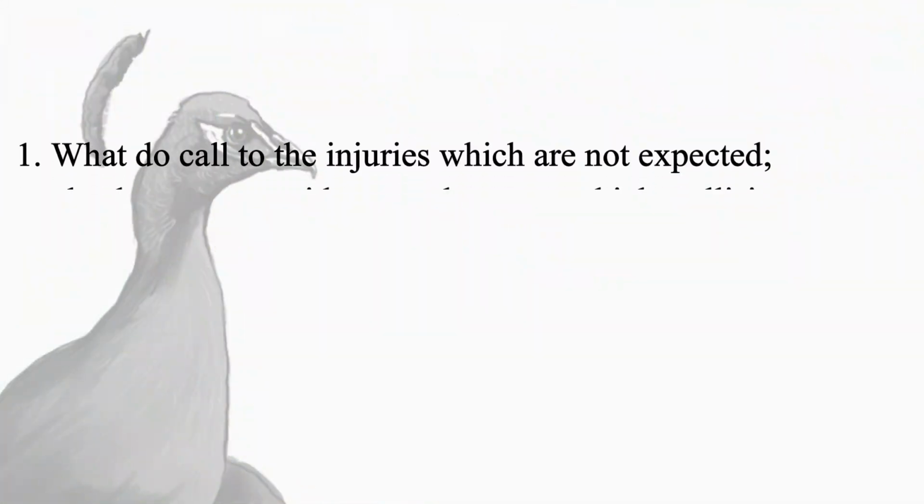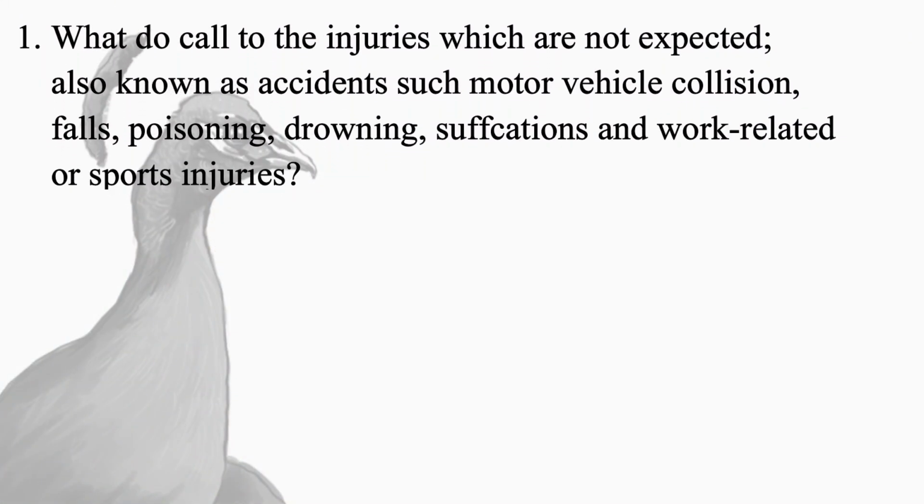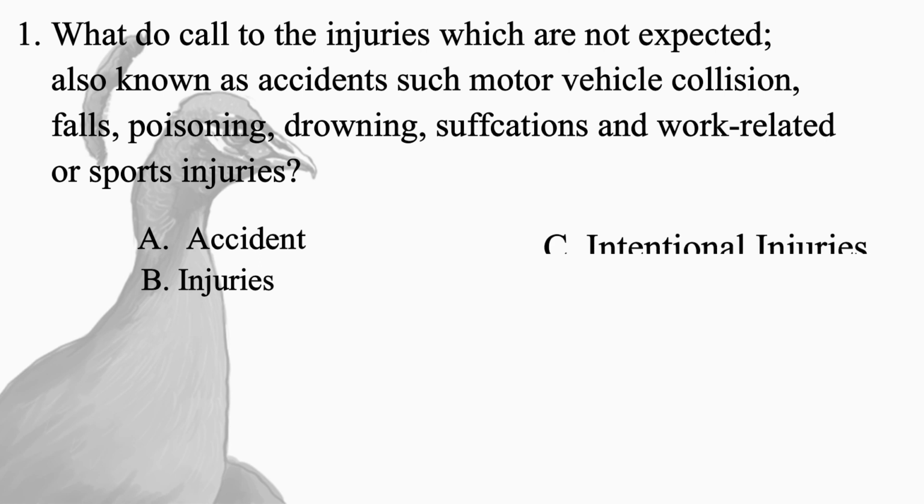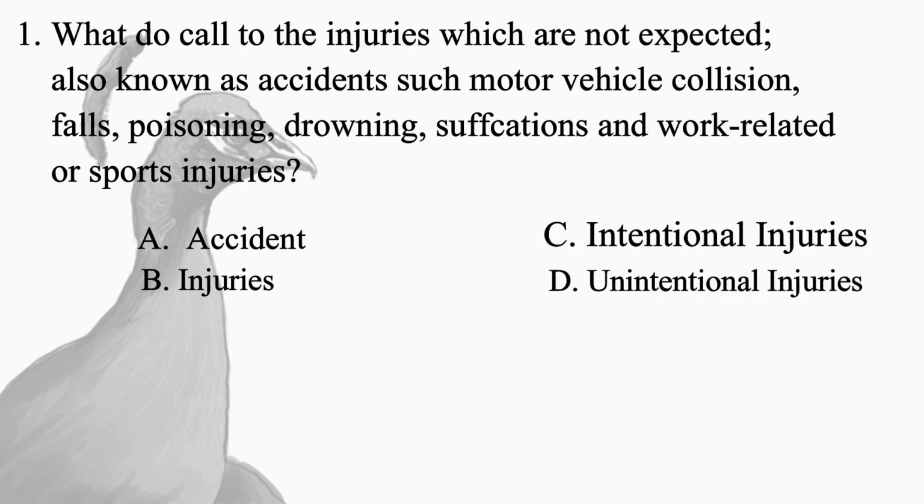Number 1. What do you call the injuries which are not expected, also known as accidents, such as motor vehicle collision, falls, poisoning, drowning, suffocation, and work-related or sports injuries? A. Accident. B. Injuries. C. Intentional injuries. And letter D. Unintentional injuries.